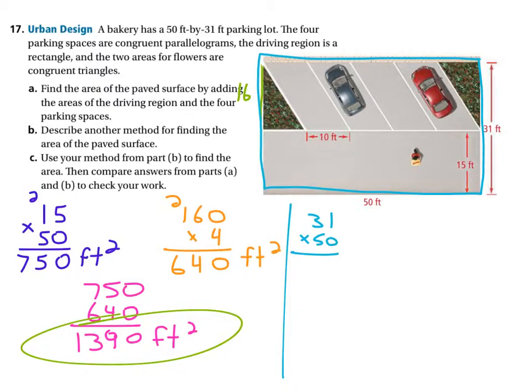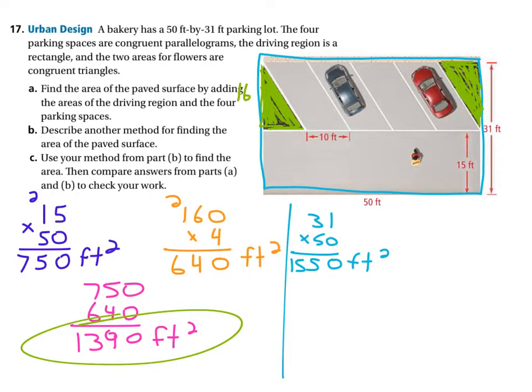Let's calculate it. 0, placeholder, 5 times 1 is 5. 5 times 3 is 15. And we've got an area of 1,550 square feet. Now, if we could calculate what the area of the planters are, these spaces right here in green, we could just take that away and say everything that's left is paved.